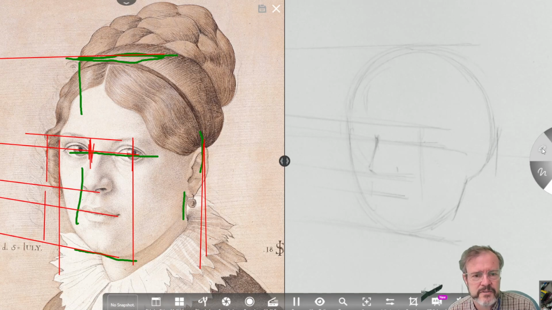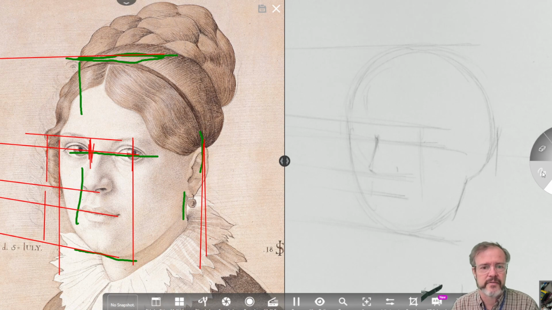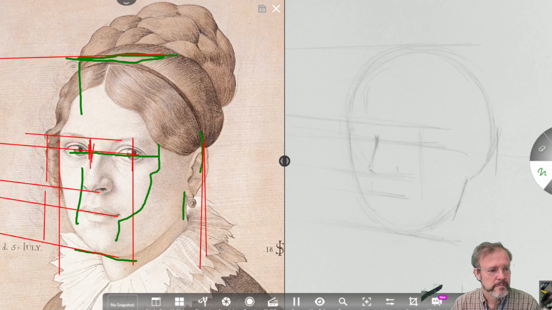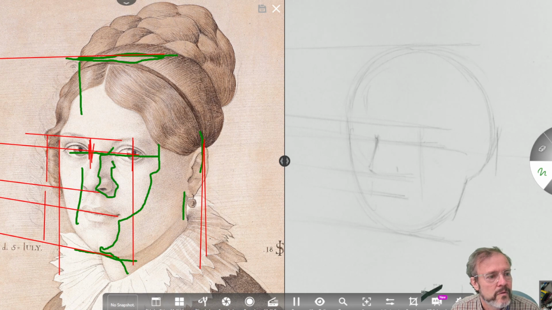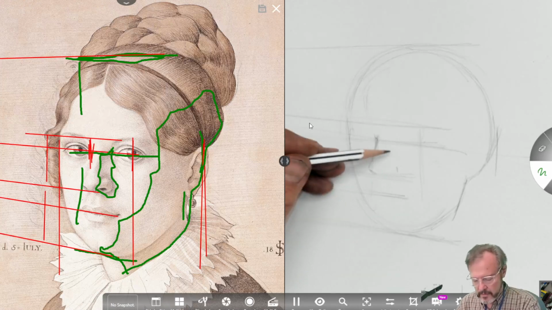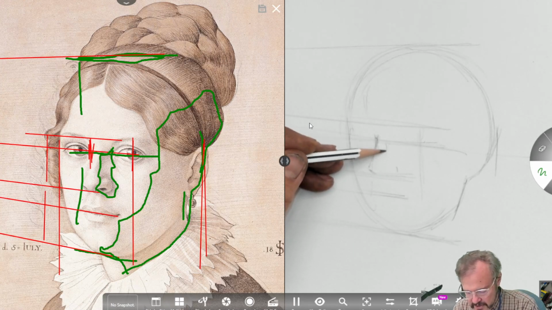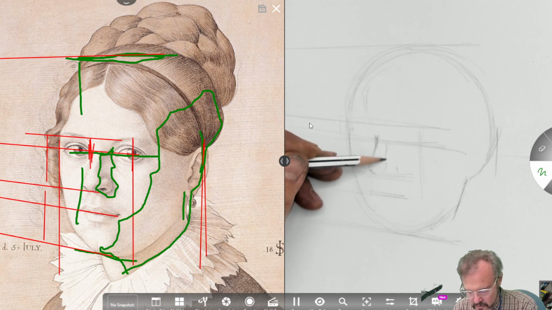Where we're going to go next with this drawing is a little bit of shadow mapping. You can see our main shadow break is here with a secondary, a smaller shadow break inside the nose like this. So what we're going to try to do today is jump right from basic proportions to the shadow map. That's a method that we're going to be using a lot this year.